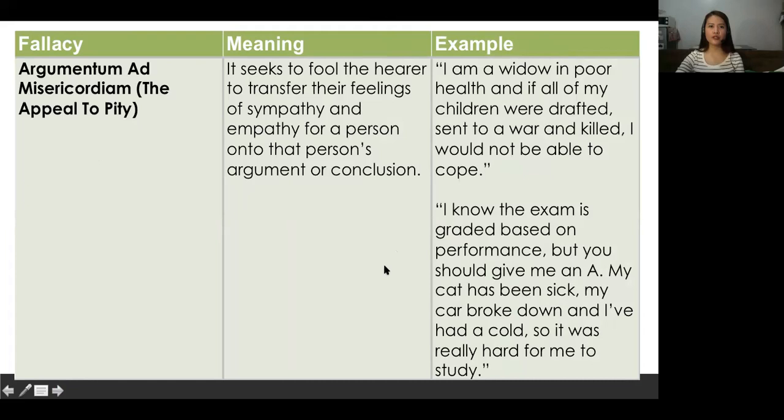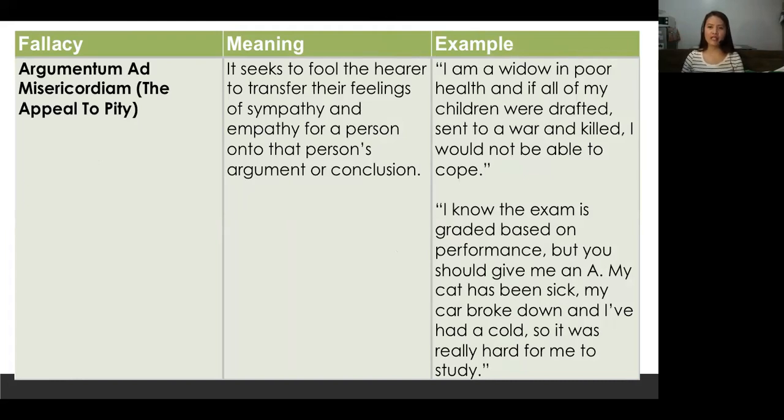So it seeks to fool the hearer to transfer their feelings of sympathy and empathy for a person to the person's argument or conclusions. No, we call it yung mga paawa. No, I'm a widow in poor health, and all of my children were drafted, sent to a war, and killed. I would not be able to cope.